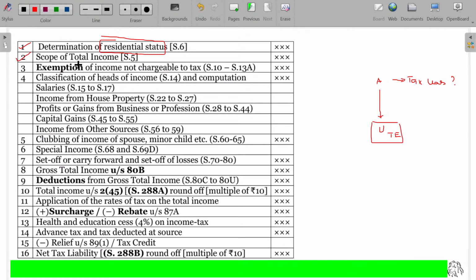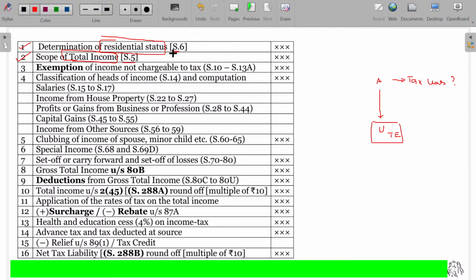Step number 2, find out the scope of total income. We will study that under section 5. We have already studied section 1, title. Number 2, definition. Number 3, previous year. Number 4, charging section. Number 5, scope of total income. 6, residential status. Clear? Sequentially they will come one after another.